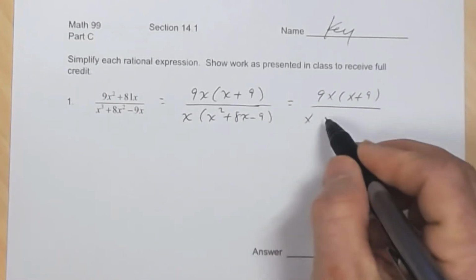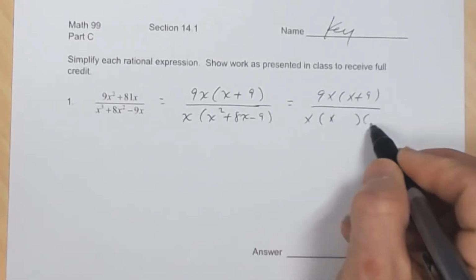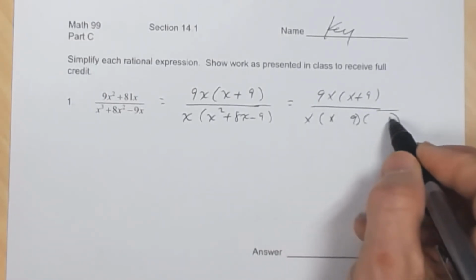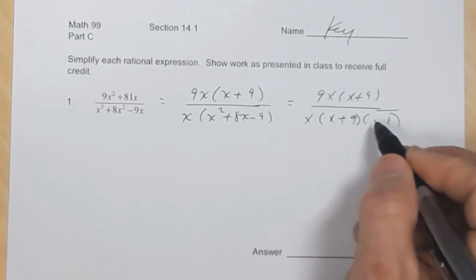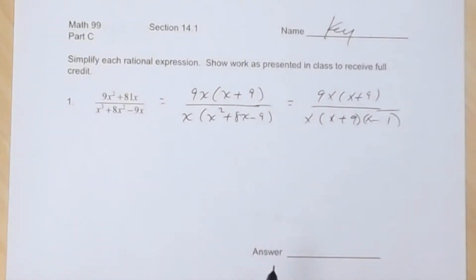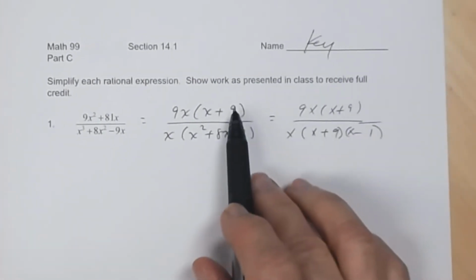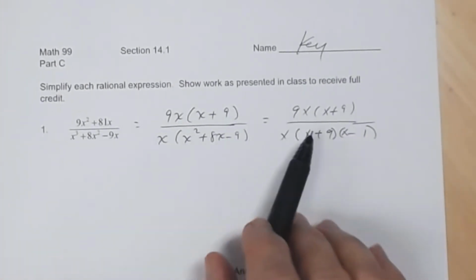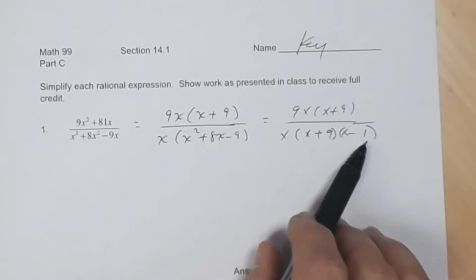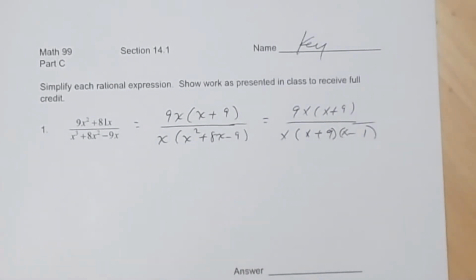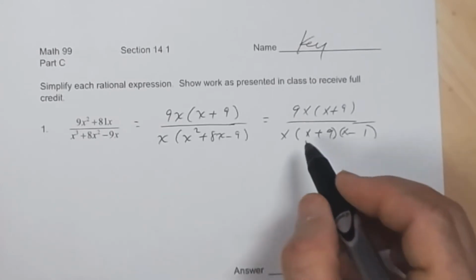All right, so when I factor this trinomial, I'm going to get 9, 1, plus minus x. So I get 9x times x plus 9 is how you factor this numerator, and then x times x plus 9 times x minus 1 is how you factor this denominator. And now reduce. So I now reduce.